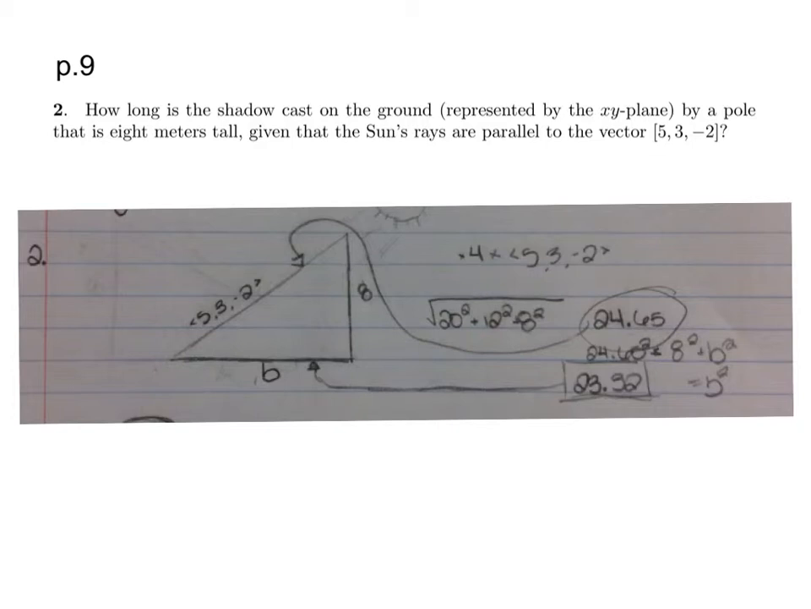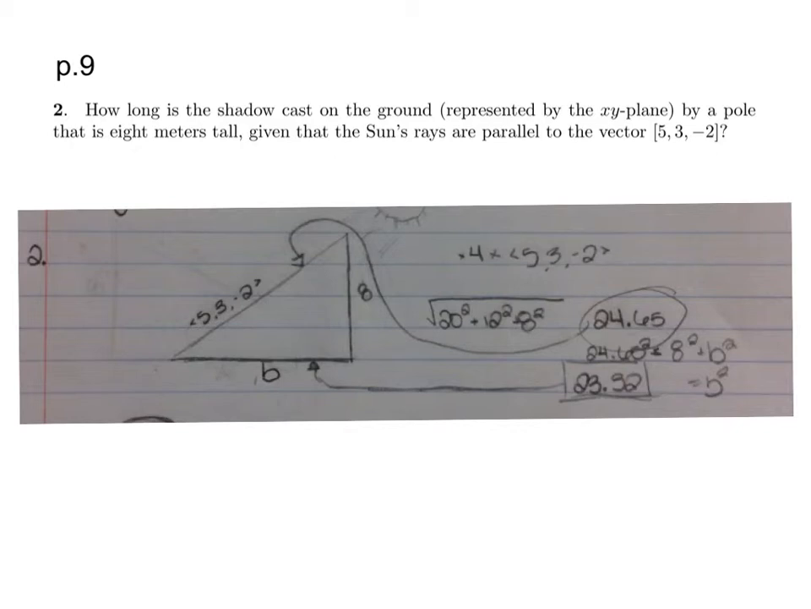Wait, why'd you multiply by 4? To make it the same length as the pole. Also the negative 2 times 4 and the 8 would be the same. Okay, got it, go ahead. Yeah, so then you square root all of those numbers added up, and you get 24.65, and when you get that, you just use the Pythagorean theorem to solve for B.